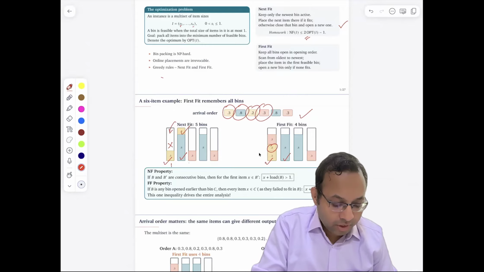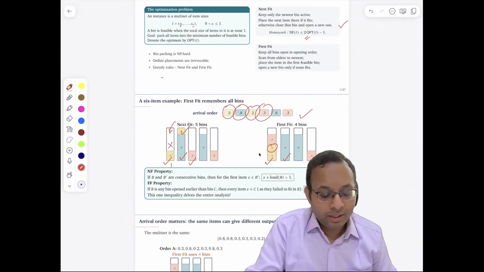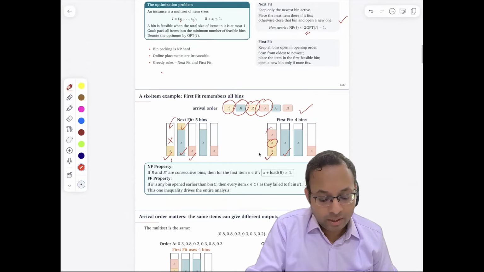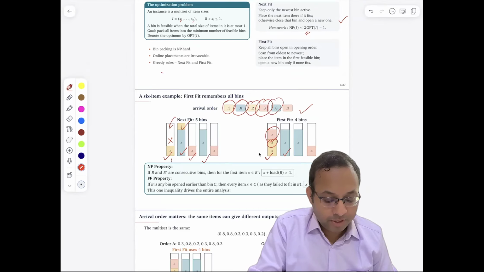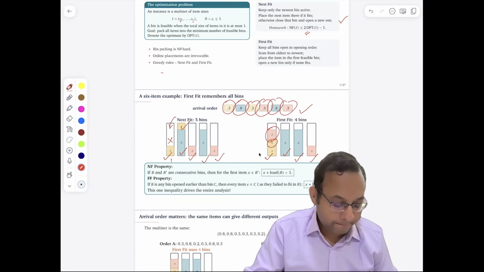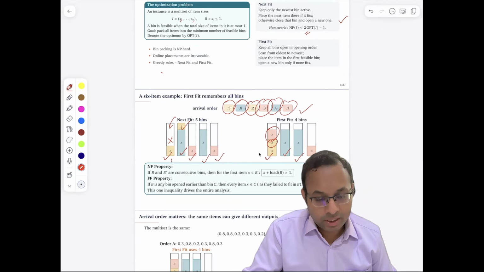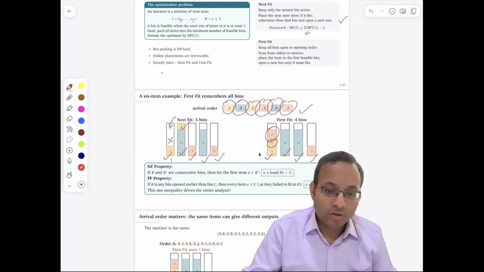Next 0.3 comes, and now we cannot pack it in the second bin in next fit, so we open a third bin. But in first fit, we can place it in the first bin, so we are fine. And then 0.8 comes, we place it in the next bin, and 0.3 comes, we place it in the next bin because it is not fitting anywhere. So spend a minute understanding the algorithm. Both algorithms are quite simple. Probably the first algorithm that will come to your mind if you're trying to solve the bin packing problem.